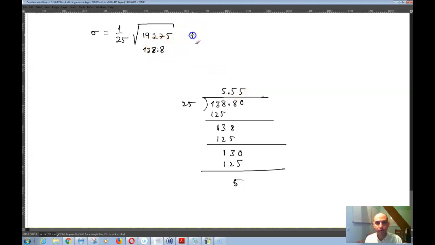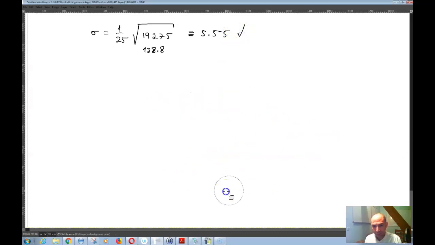That is about, take it as 5.5 or 5.55 as stated in the book. So that is basically the end of these exercises.